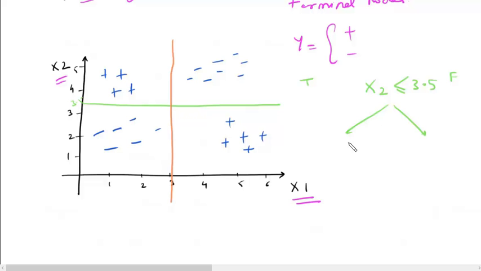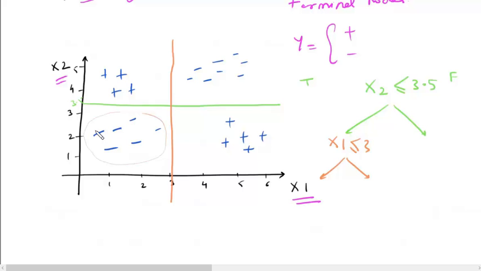Now let me write that in red color. So x2 is less than 3.5 represents this area. Within this area I have split it based on x1 less than 3. So let me write x1 less than or equal to 3. This again will have two results, true and false. True on the left hand side will represent this area.